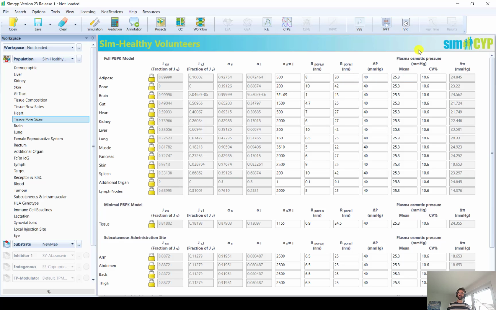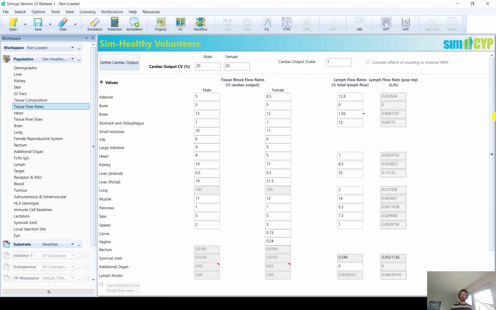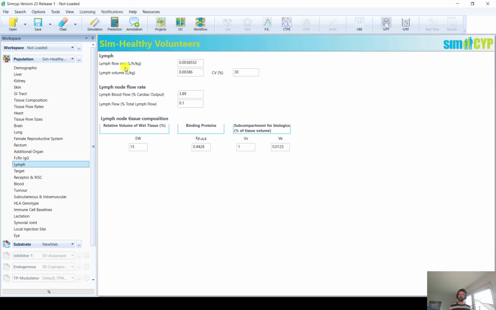There are other factors that are important, like the osmotic pressure gradients that are used then in the terms to calculate the diffusive process. What is also important are the lymph flows, and the lymph flows can be found in the tissue flow screen of the population. So we have here the percentage of total lymph flow rate for the different compartments, and next to it in gray there are the lymph flow rates of a population representative for your orientation to see how much lymph flow we actually have. On the lymph tab you find the total body lymph flow rate that is used then to calculate the regional lymph flow rates and the lymph volume.